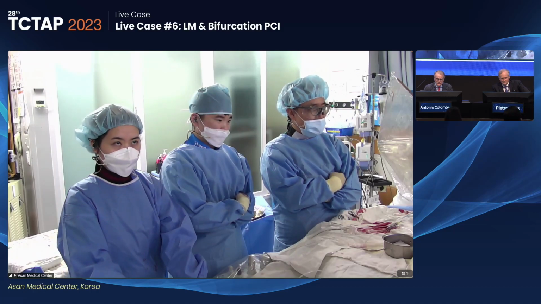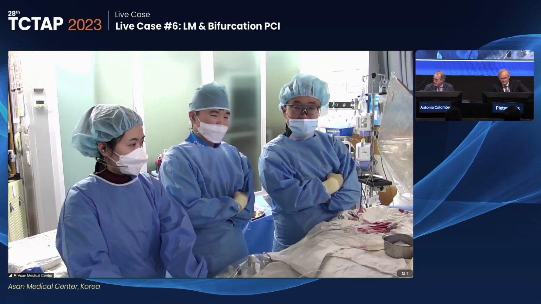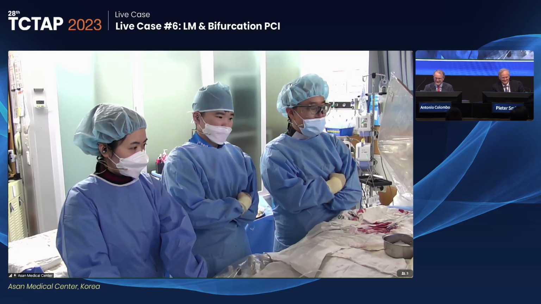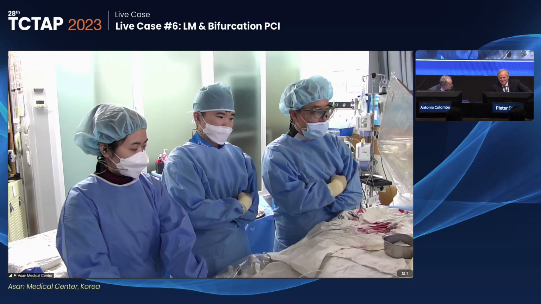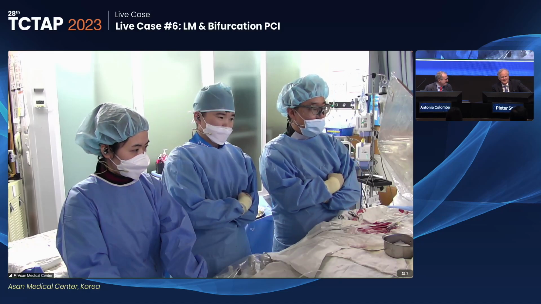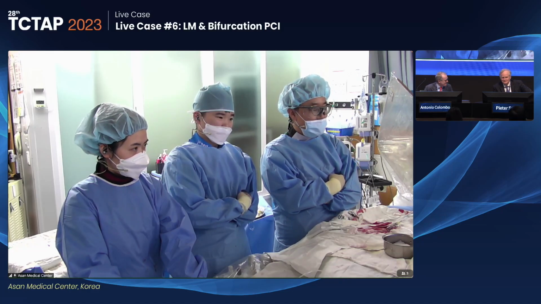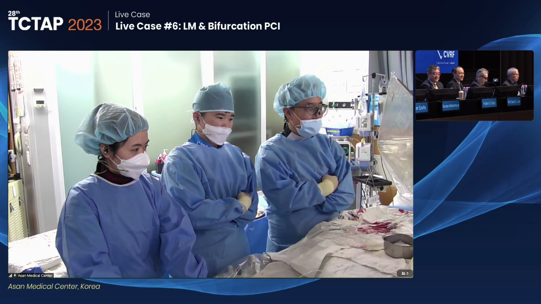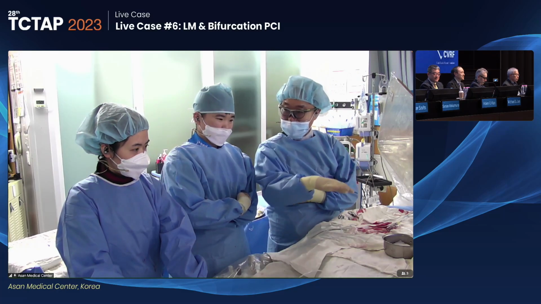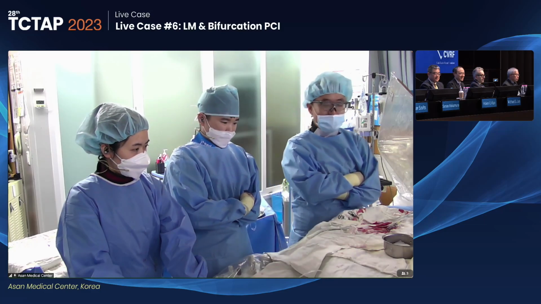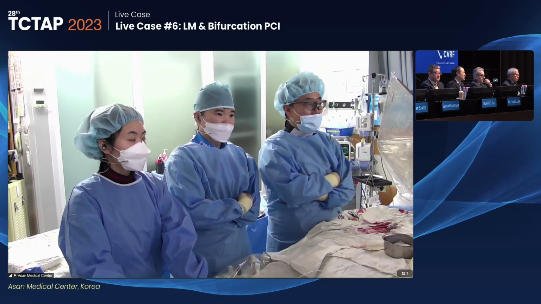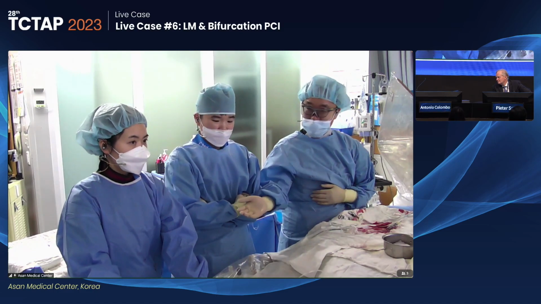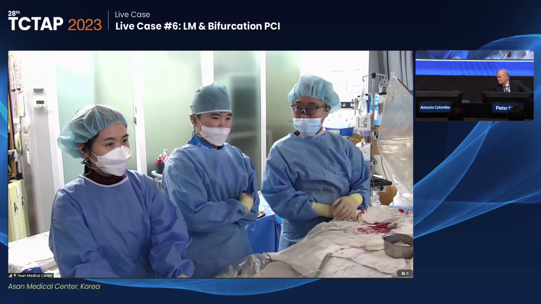Also, Shao-Liang Chen is the father of DK crush. Also, Rubad is a father of the European Bifurcation Club, and Sunao Nakamura is the father of the Japanese bifurcation, and H.S. Paul Kao is an expert in bifurcation. Many fathers already exist in this session. Without further ado, we start the patient presentation. Young-Sun, can you start the patient presentation?